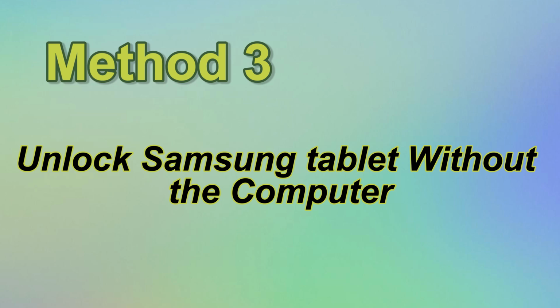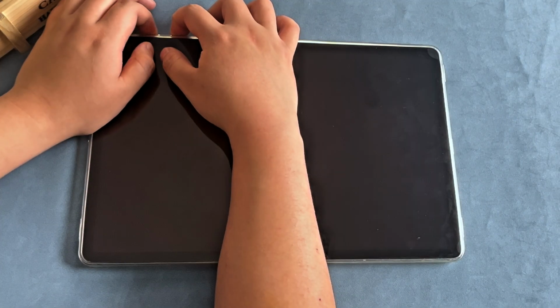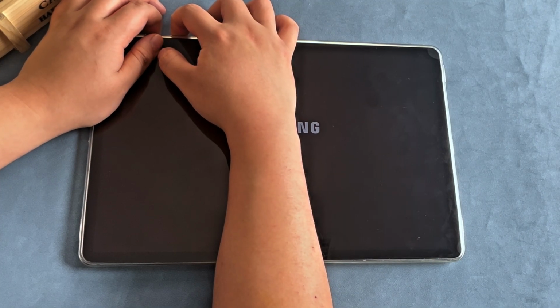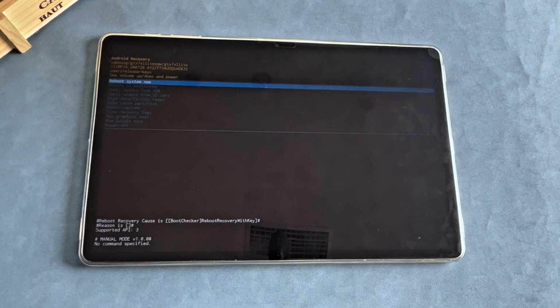Unlock Samsung tablet without the computer. Press and hold the side button and the volume down button at the same time to power off your tablet. Then press and hold the side button and volume up button at the same time, and release the buttons until you see the Samsung logo appear.